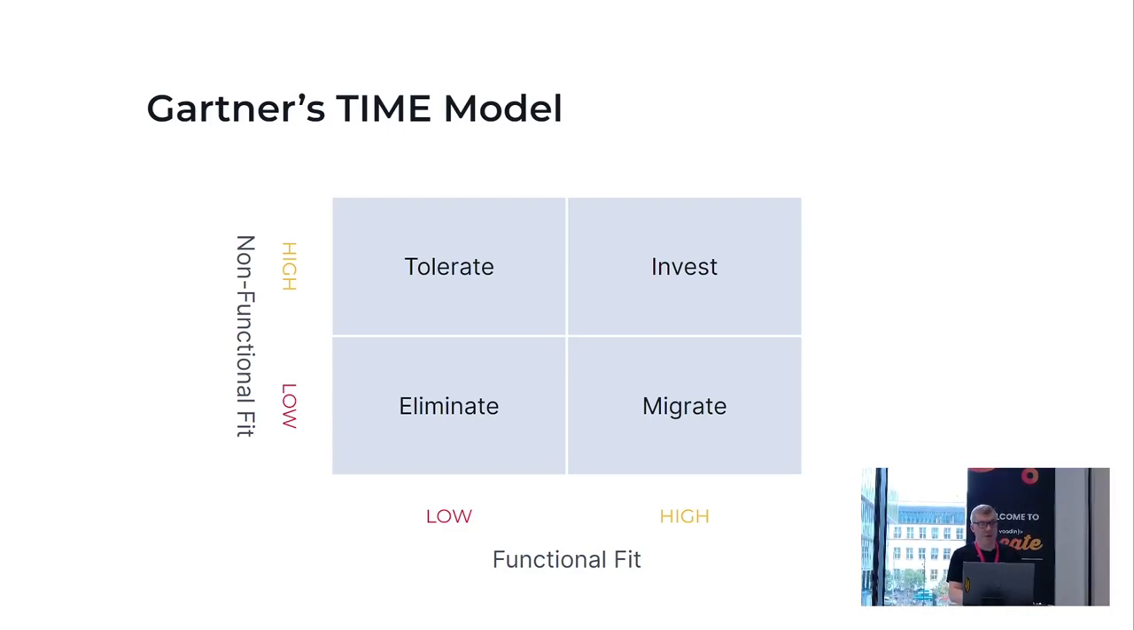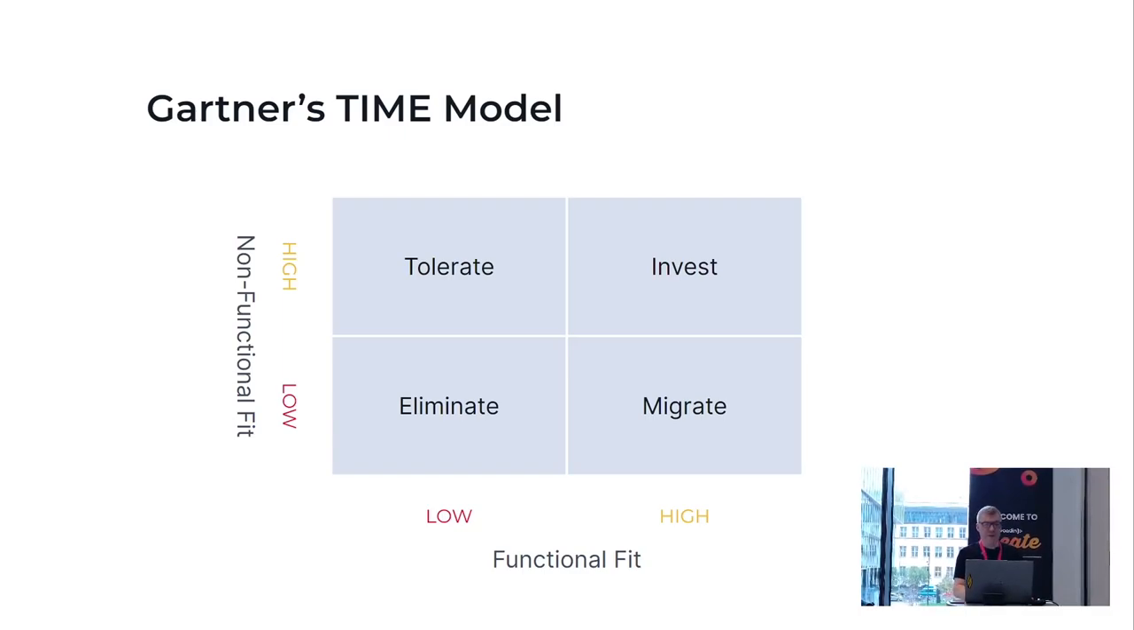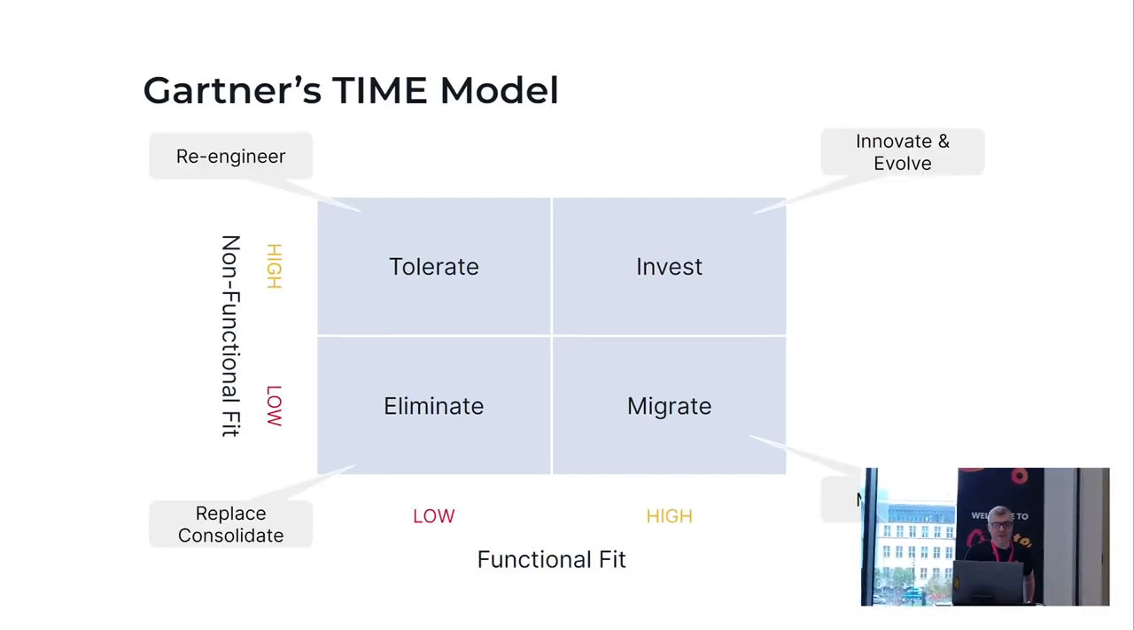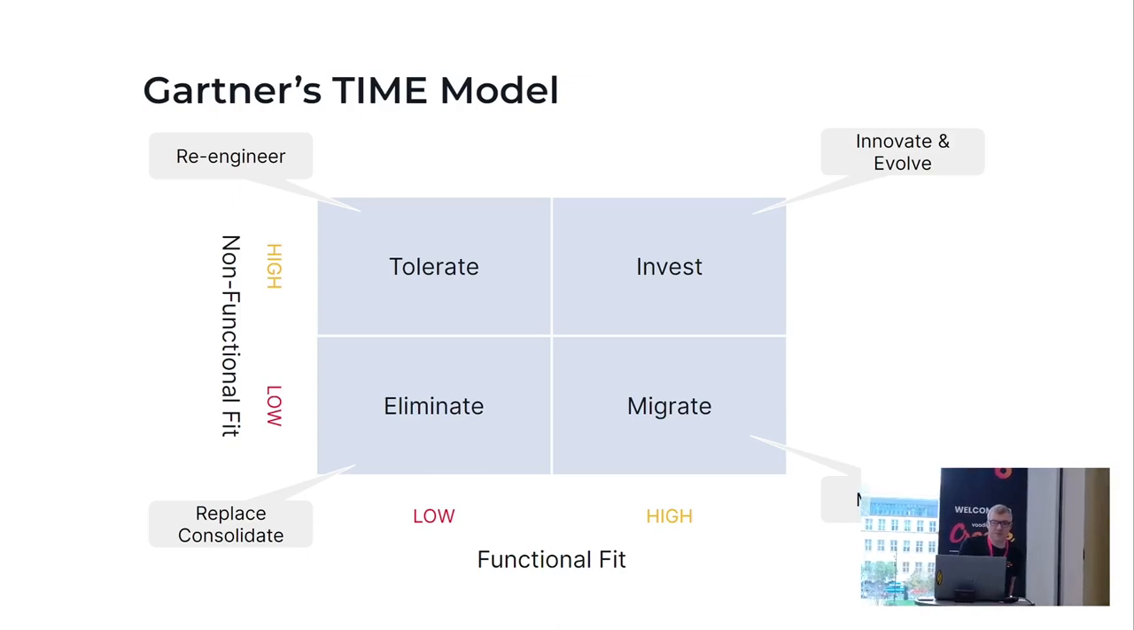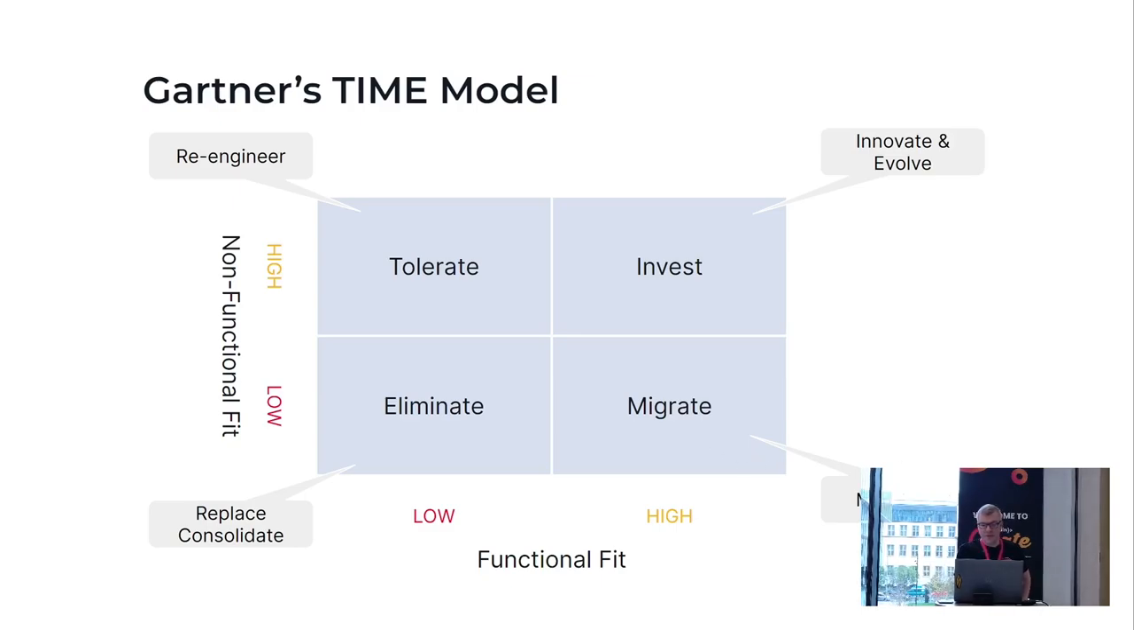Now, these are not verbs that you typically use with your developers, right? You don't go to your developers and say, developer, this quarter, your objective is to tolerate the CRM application. This isn't the developer-friendly vocabulary. So Gartner has helped translate these portfolio-related terms to developer-friendly terms, and this is how they've extended that. So tolerate becomes re-engineer, invest becomes innovate and evolve, migrate becomes modernize, and eliminate becomes replace and consolidate.